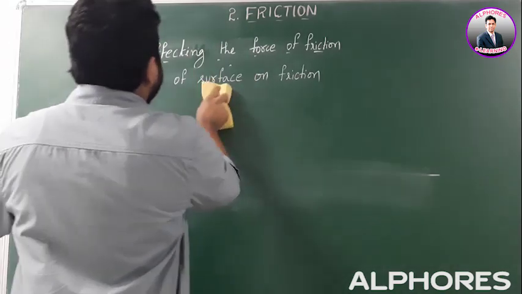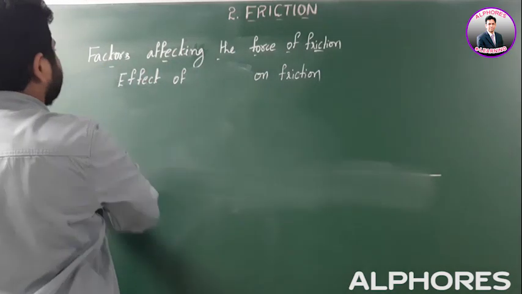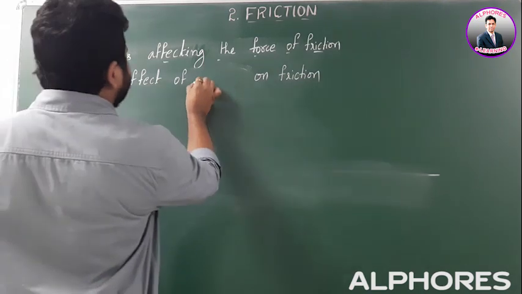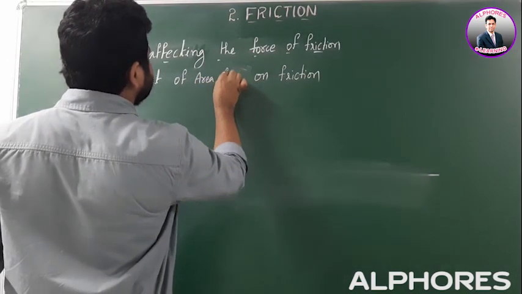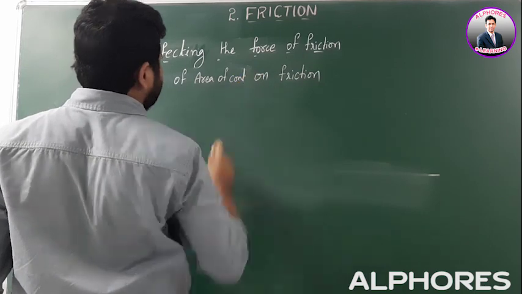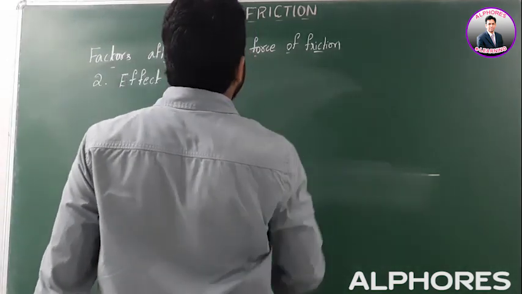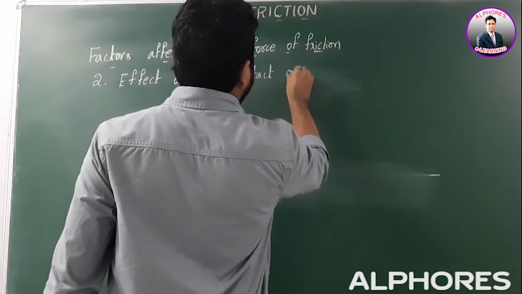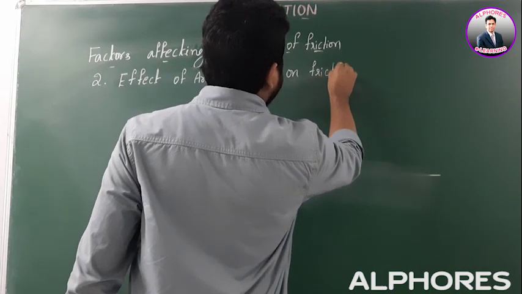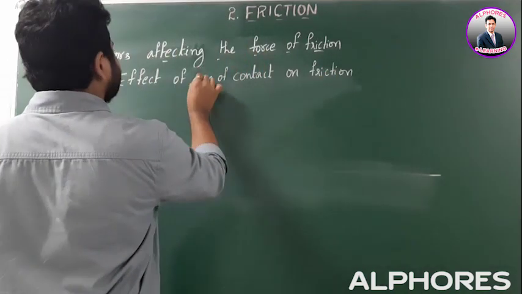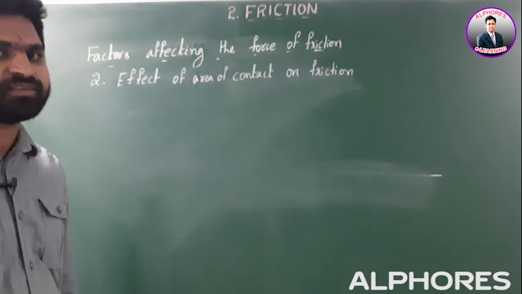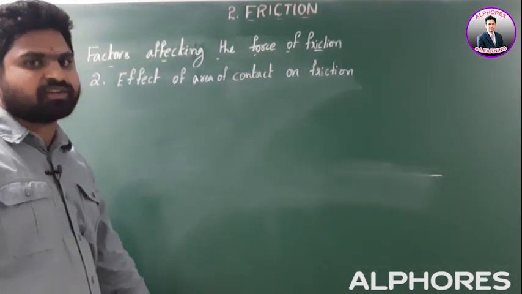Second one is effect of area of contact on friction. As I said, this area of contact does not affect the frictional force. Let us prove that now in this case. Effect of area of contact on friction.